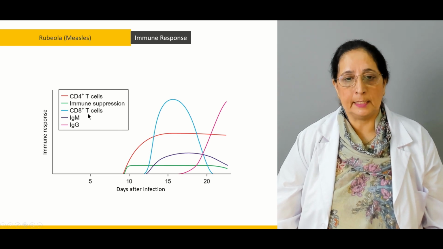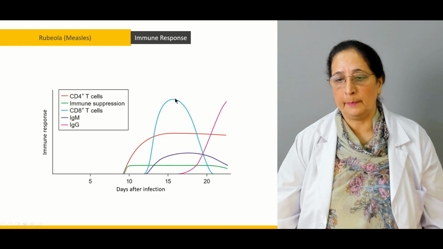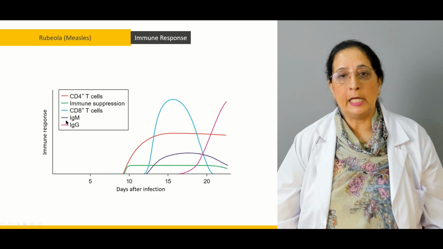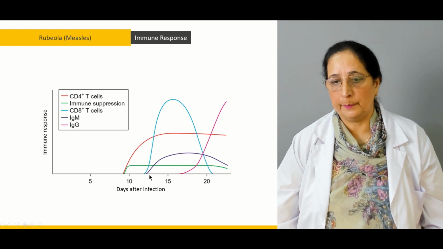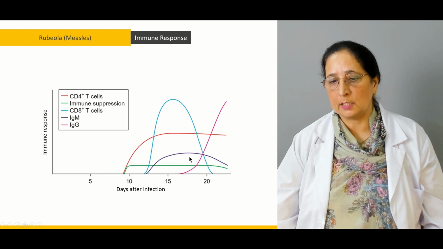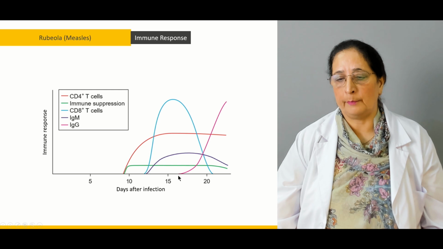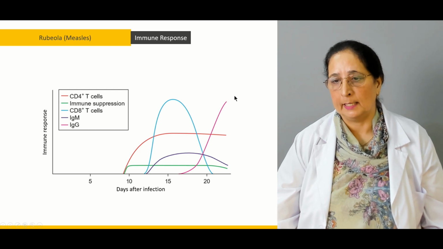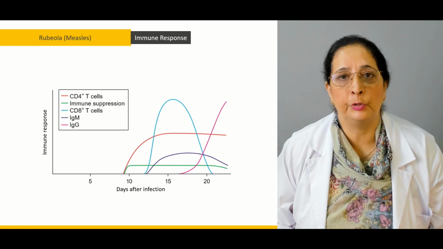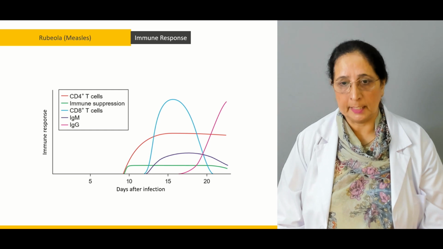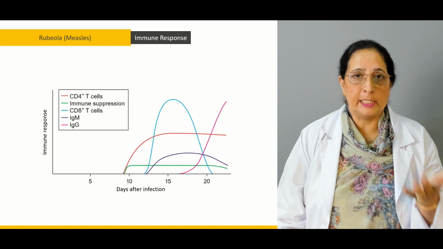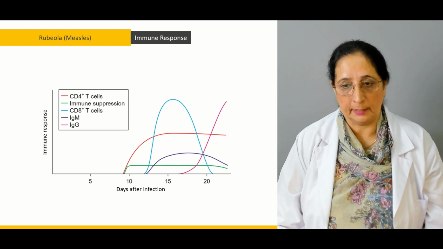CD8 T cells, the maximum peak is at about the 15th, 16th day. Then the IgM level, this purple, this is the IgM level. And then we have IgG constantly increasing after about the 17th day. So these are all the immune responses of the individual after the measles infection: CD4, CD8, IgM, and IgG.